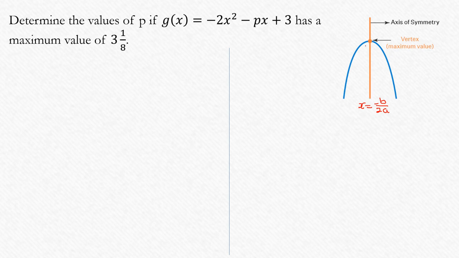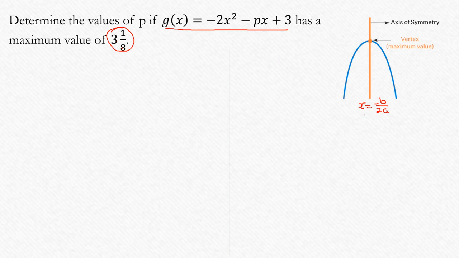After finding the value of x, we have to substitute it into the equation to find the value of y. And the value of y is the maximum value, which is 3 and 1 over 8. So if we substitute the x value into the function, we must get this 3 and 1 over 8. Right, let's do that.